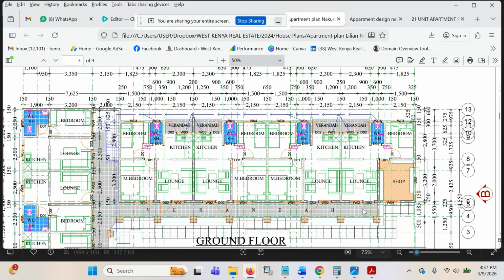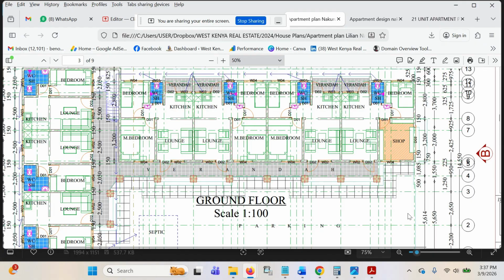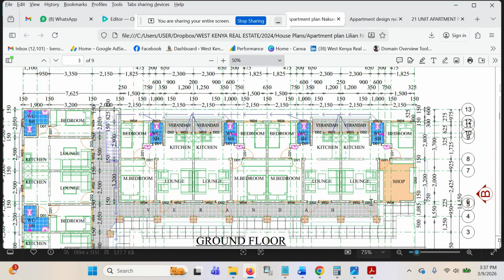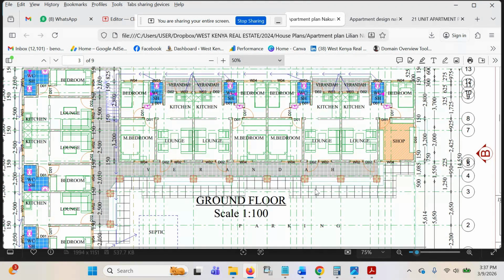So this is the first unit here. From the gate, the gate is somewhere here. So you get in. This is the first unit. So there's a lounge here. The shop that I told you is here. So there's the lounge here, and then there's the bedroom here. There's the kitchen here.